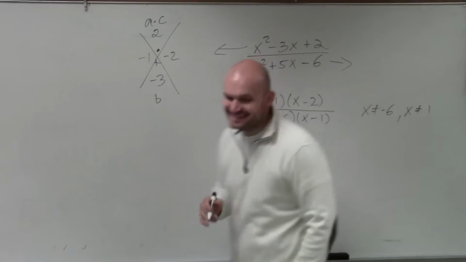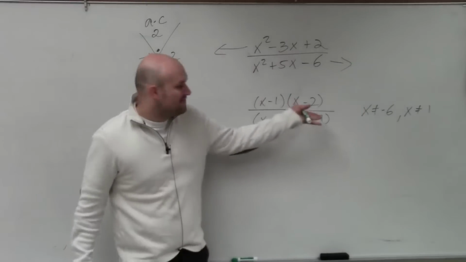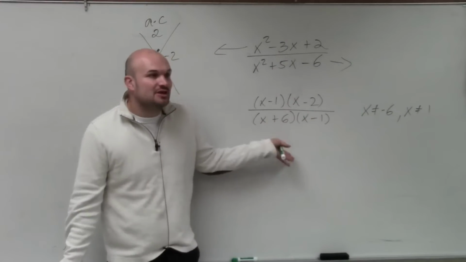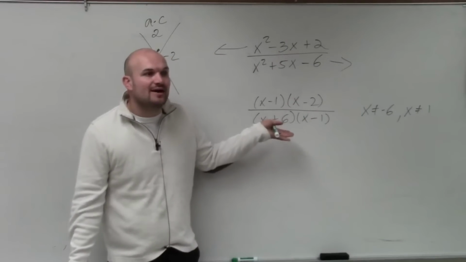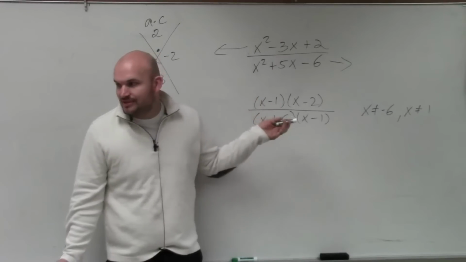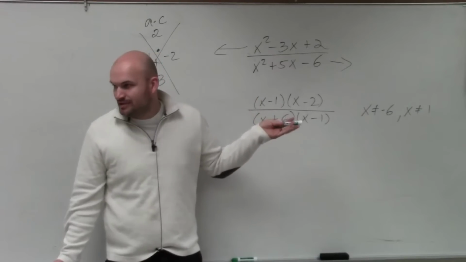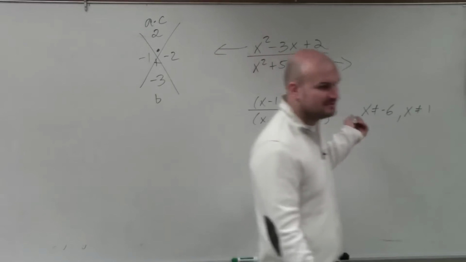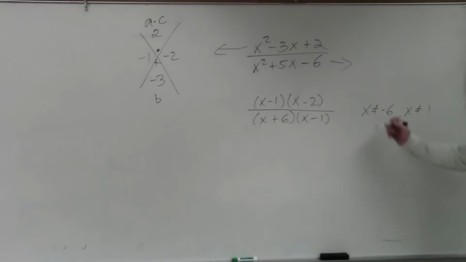OK, sure. So now we have our restrictions. And now we just need to determine what can we simplify? What can divide out? And we look at these, and what can divide out here? We have some problems with this. What can divide out here?